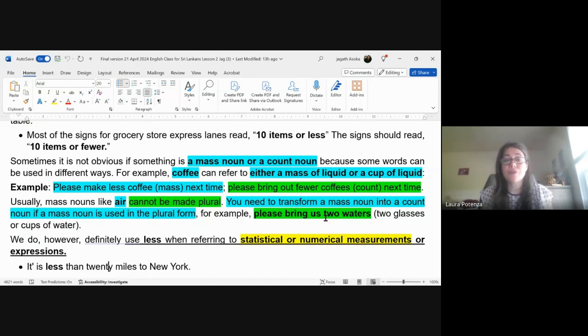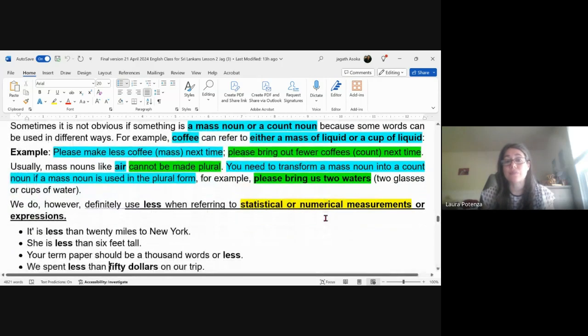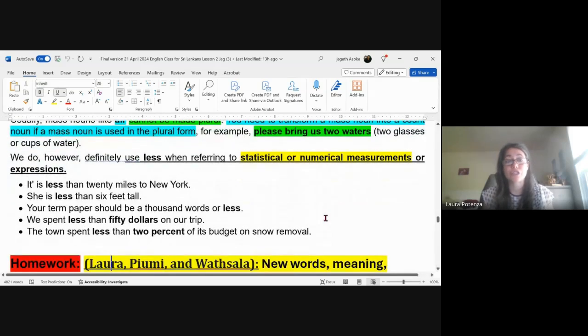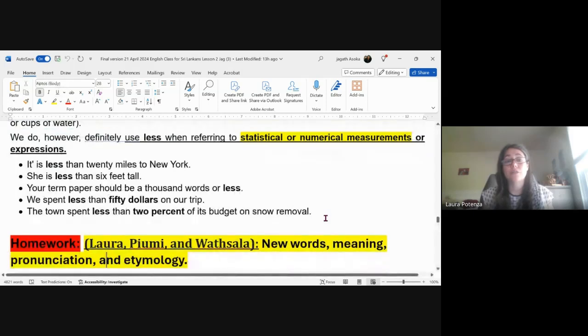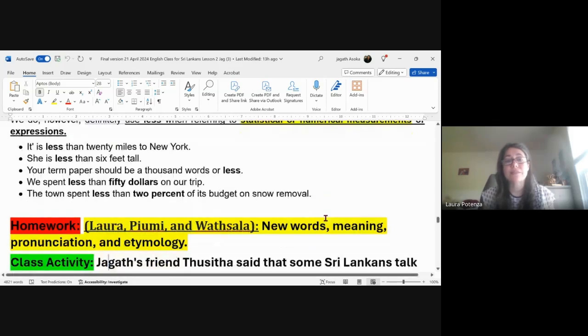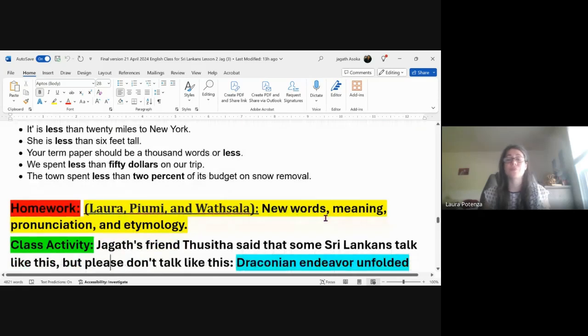We do, however, definitely use less when referring to statistical or numerical measurements or expressions. It is less than 20 miles to New York. She is less than 6 feet tall. Your term paper should be 1,000 words or less. We spent less than $50 on our trip. The town spent less than 2% of its budget on snow removal.